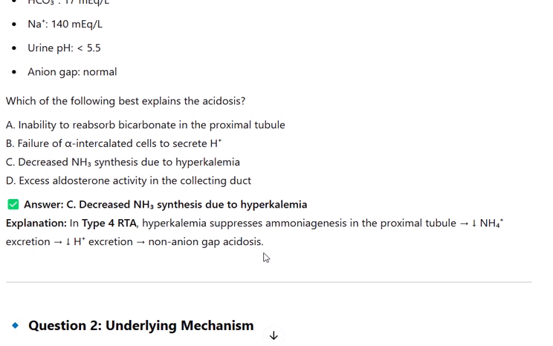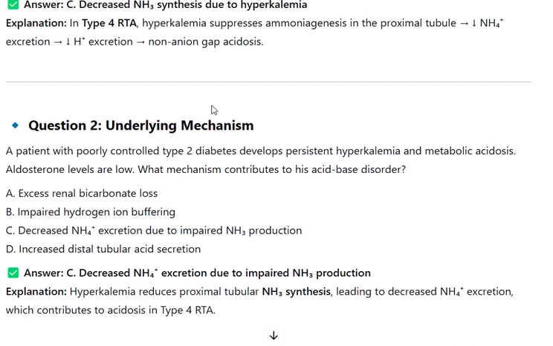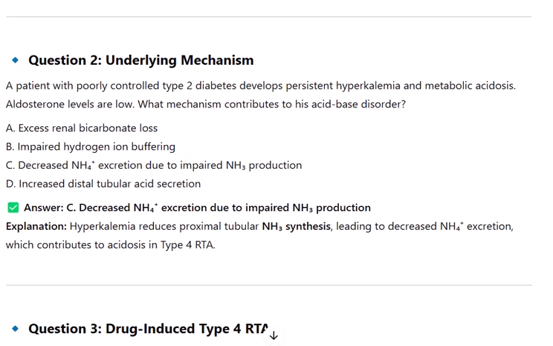Explanation: in type 4 RTA, hyperkalemia suppresses ammoniagenesis in the proximal tubule, decreasing NH4+ excretion and H+ excretion, causing non-anion gap acidosis. Question 2. Underlying mechanism. A patient with poorly controlled type 2 diabetes develops persistent hyperkalemia and metabolic acidosis. Aldosterone levels are low. What mechanism contributes to his acid-base disorder?